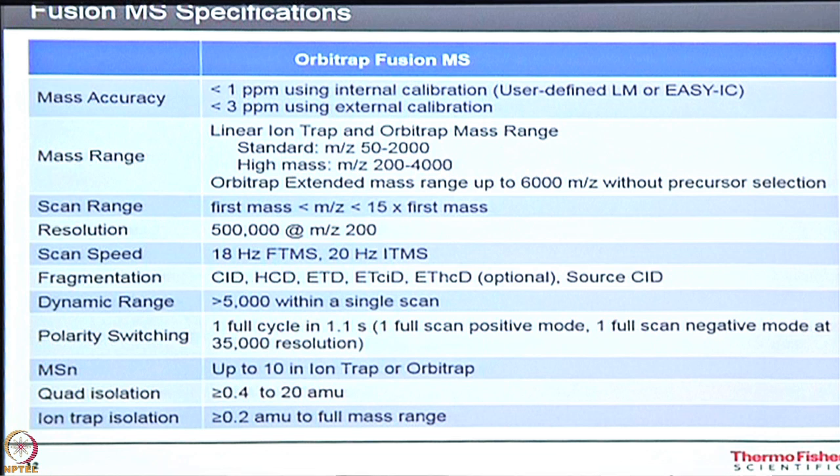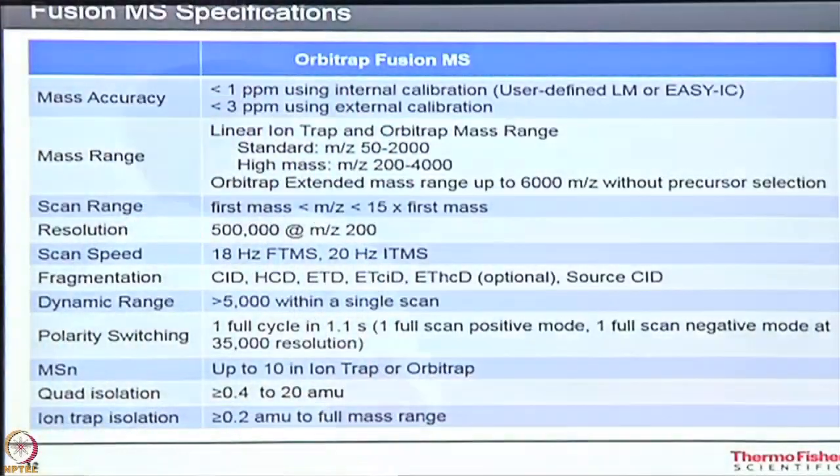Now in case of internal calibration, we fix one of the masses as an internal standard. We fix that mass and do the calibration again. At that time we get the internal calibration. That's why, when we do the internal calibration, the mass error will be less than 1 ppm.